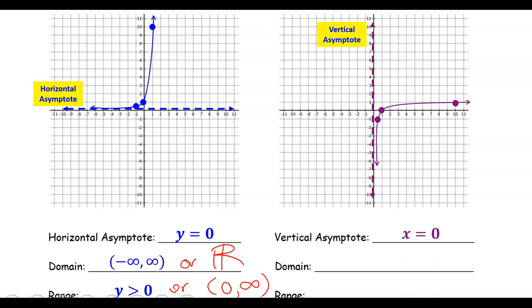Do you see? Horizontal is always y equals, vertical is always x equals. These are on your notes, so you can use that when you're doing your examples on your assignment, right? Do you get the range?